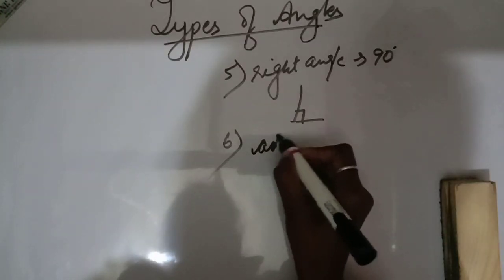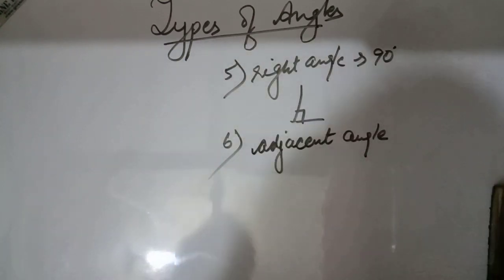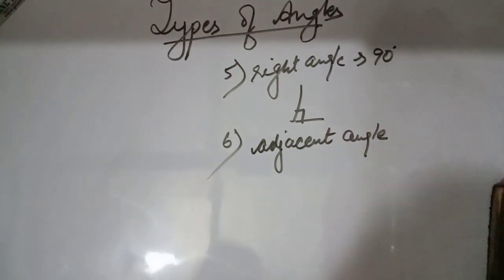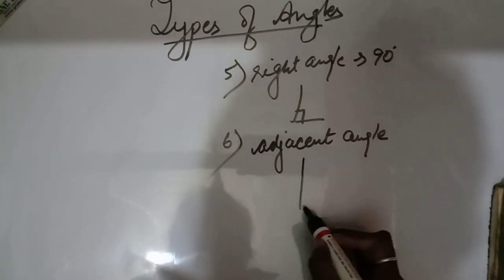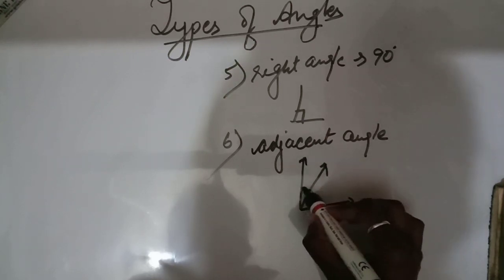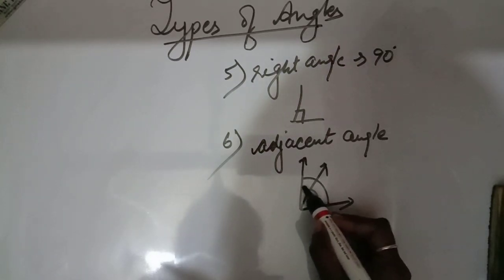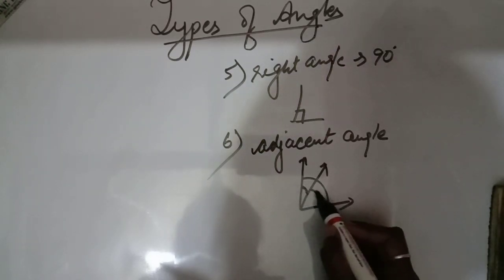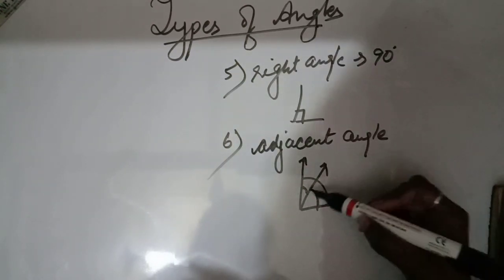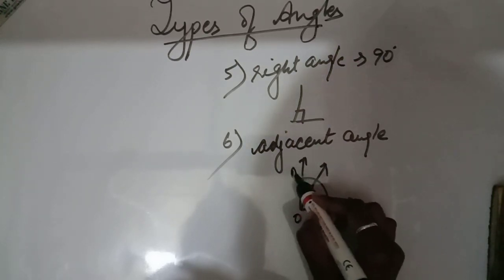Next is adjacent angles. What are adjacent angles? Now, if we consider these rays forming three angles, 1, 2, and this big one is 3. Okay. These two, this angle and this angle, are called adjacent angles. Why? Because they have one common arm. This arm.